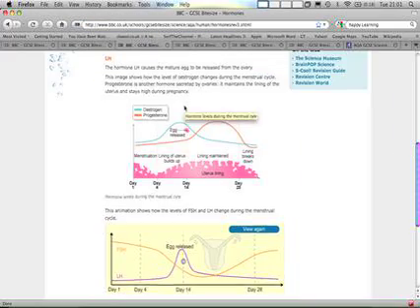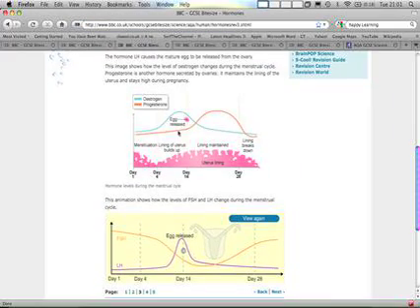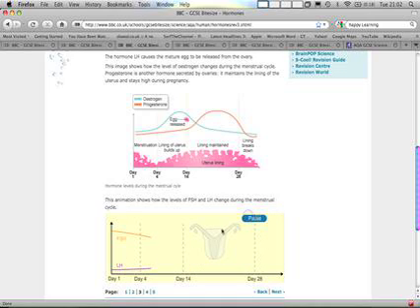Now we can show you this in a graphical form here. If you look at this particular graph, we see that at different times of the month, the levels of hormones are different. So LH, as we mentioned, causes the mature egg to be released from the ovary, and it will rise around this day 14 point, which is when the egg is released. So hormones have a real effect on the body. You may be asked to interpret graphs such as these.